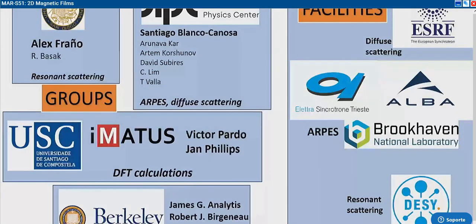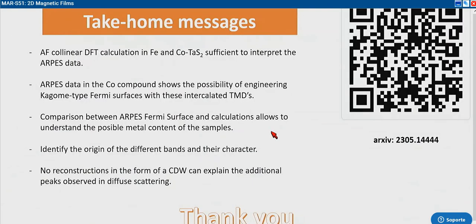Okay, so these are all the people that were involved in the project. I only had time to discuss what we did, which is the DFT calculations. So the ARPES and diffuse scattering measurements were done by Santi Blanco Canosa. The resonance scattering data, which I didn't show, was done by the UC San Diego team. Samples came from Berkeley, and they did all their measurements in all of these facilities all around the world.